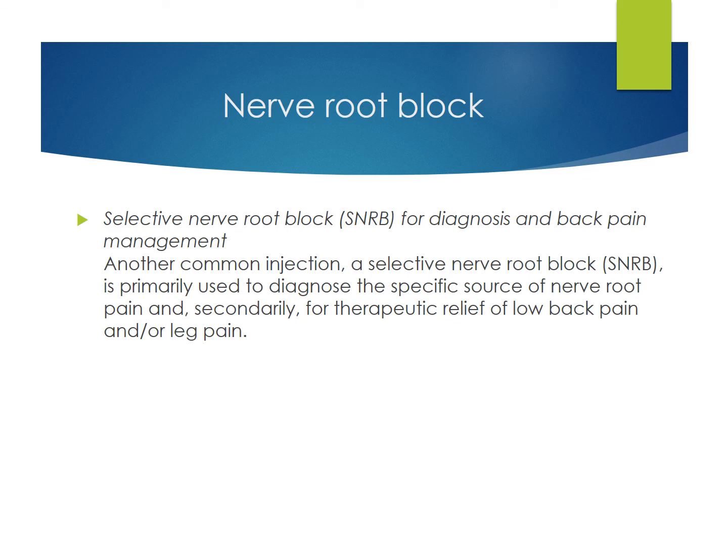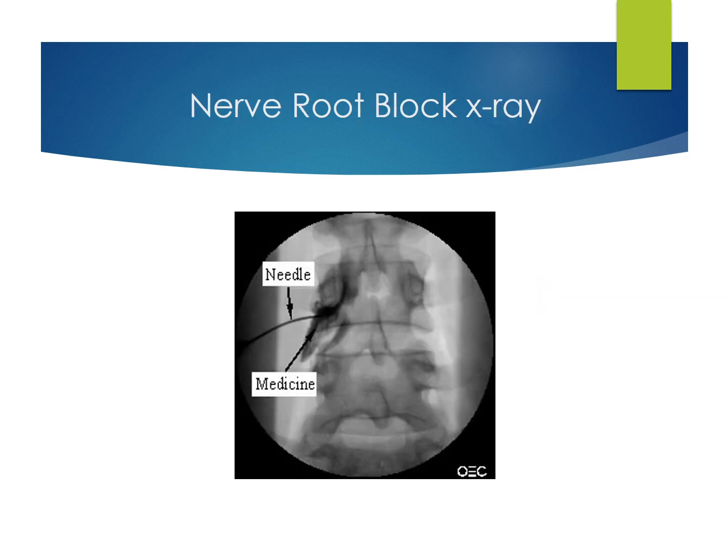Nerve root block. Selective nerve root blocks for diagnosis and back pain management. Another common injection, a selective nerve root block, is primarily used to diagnose the specific source of nerve root pain and secondarily for therapeutic relief of low back pain and/or leg pain. Here is a nerve root block X-ray.